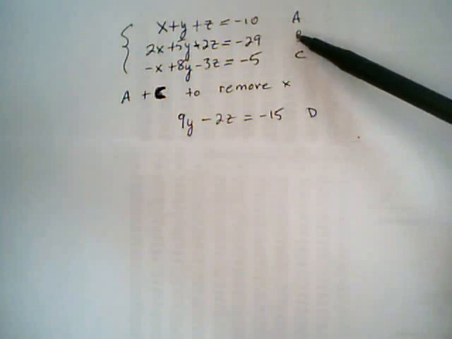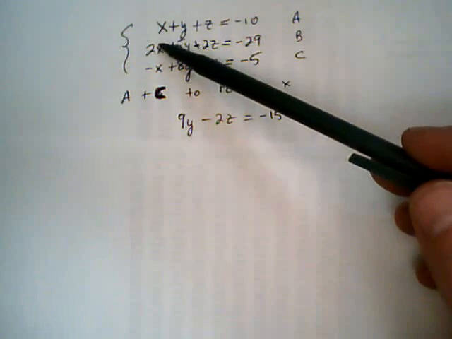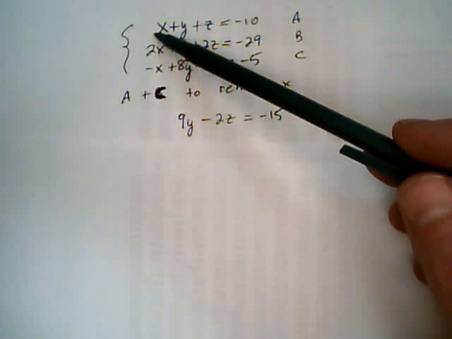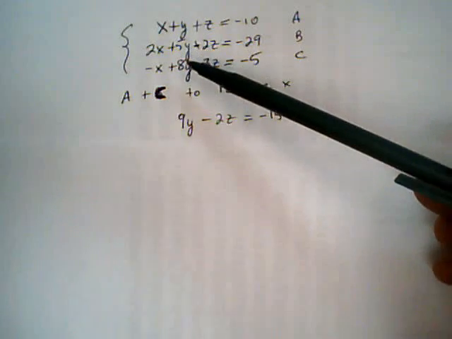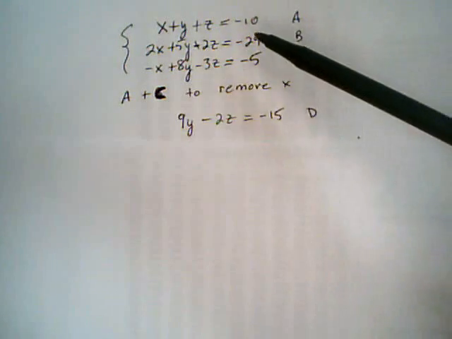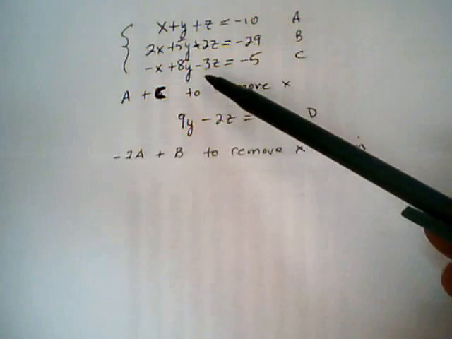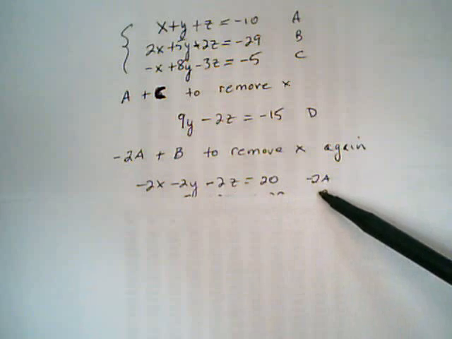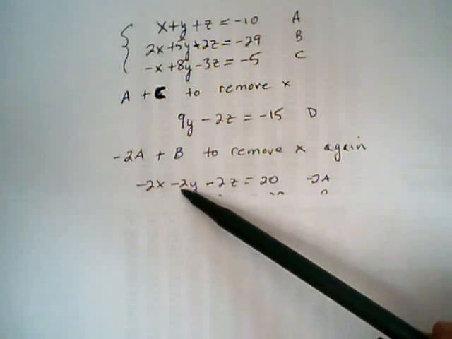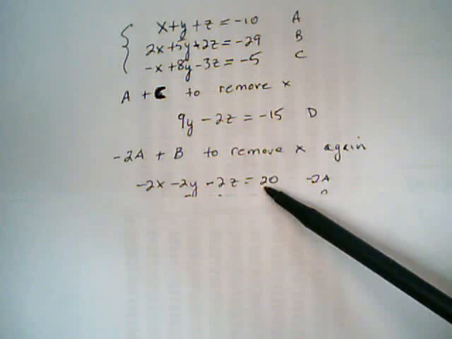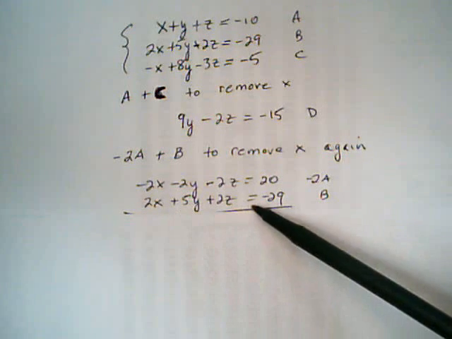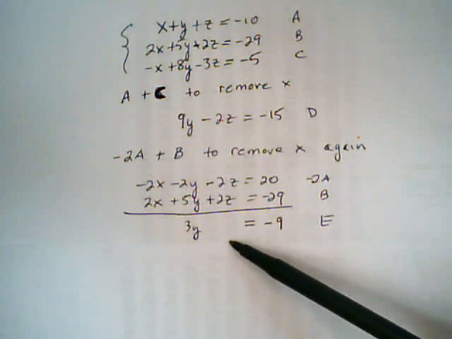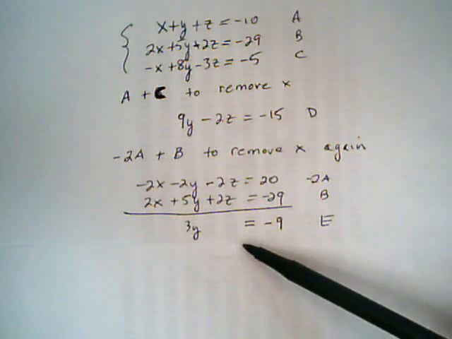This time I'm going to work with a and b, but in order to make that x disappear, I have to make this coefficient up here into a negative 2. So I have to multiply equation a by negative 2 to make that negative 2. Then I'll add it to b. That's my plan. Now here's the equation a multiplied by negative 2. Here's the equation b. I write it underneath, and then I add. Notice that not only did the x's drop out, but the z's also, coincidentally.